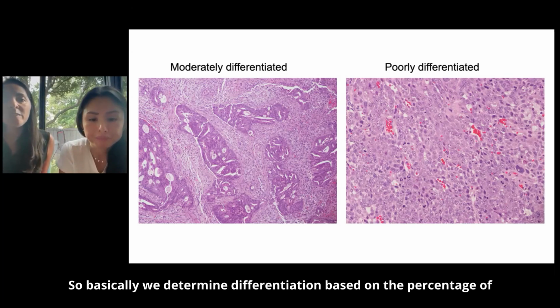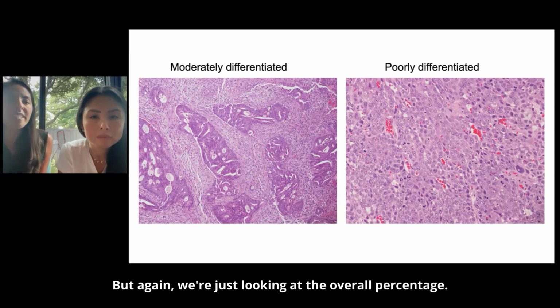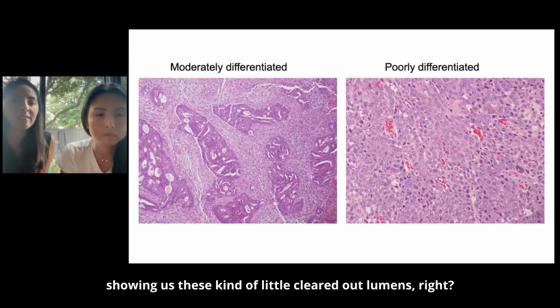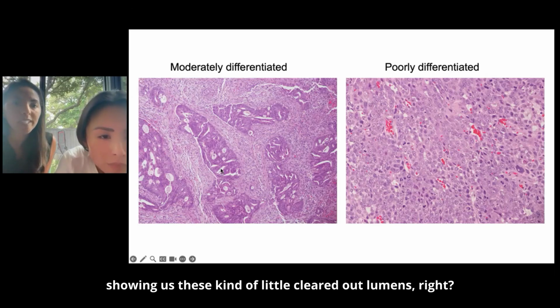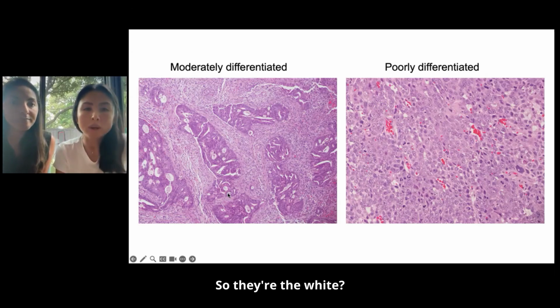So basically, we determine differentiation based on the percentage of the tumor that is forming glands. So it can be heterogeneous or it can be homogeneous. But again, we're just looking at the overall percentage. And so as you can see kind of in the left-hand specimen, the majority of the tumor is showing us these little cleared out lumens, right? So most of it is forming glands. Yeah, they're the white parts.